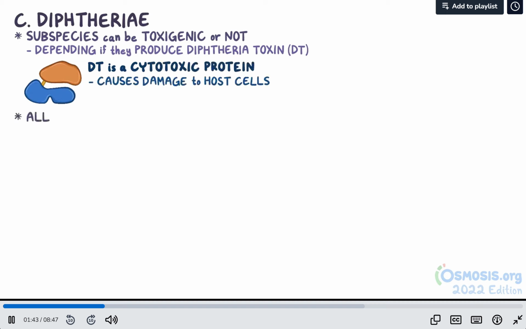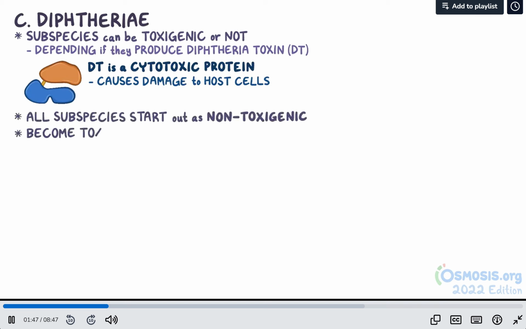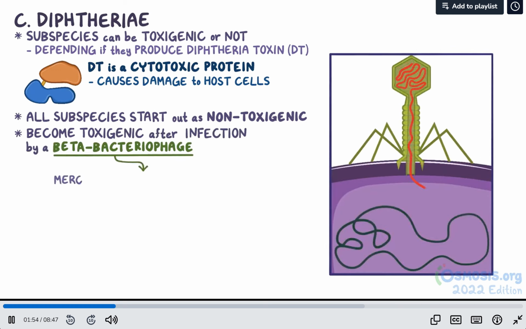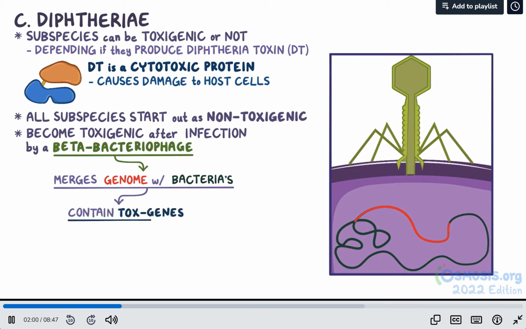In fact, all the C. diphtheriae subspecies start out as non-toxigenic, but they become toxigenic after they're infected by a beta bacteriophage. This is a kind of virus that attaches to the bacteria and merges its own genome with the bacteria's. The beta bacteriophage genome contains tox genes, which code for diphtheria toxin production. Following this, C. diphtheriae can make DT, and in turn cause diphtheria.